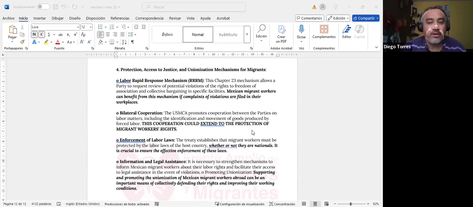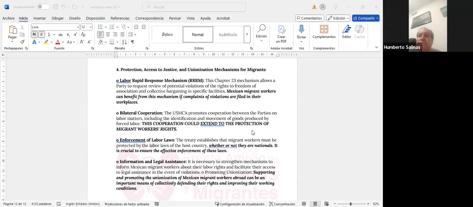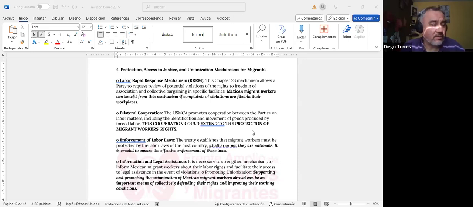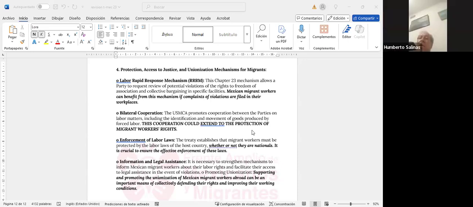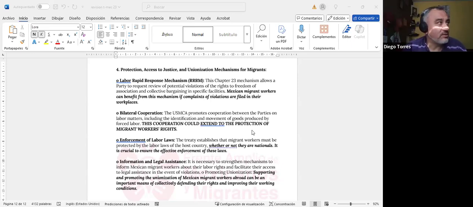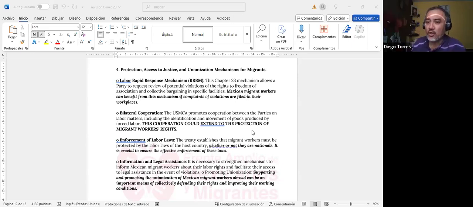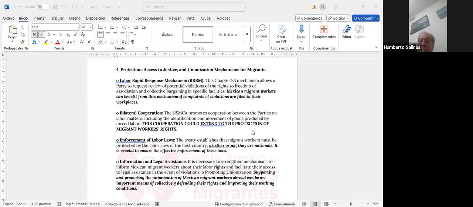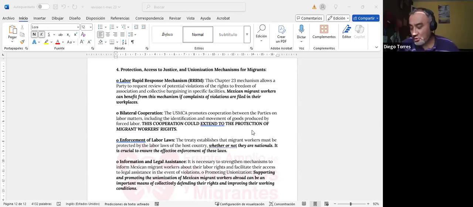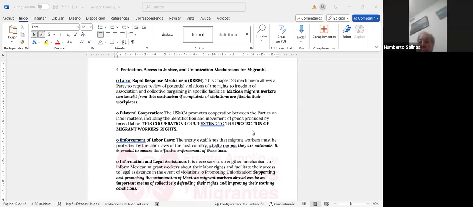The enforcement of labor laws that we've been talking about in the labor rights work group, but I think it needs to be specified in the USMCA. Whether or not they are nationals, it is crucial to ensure the effectiveness and enforcement of these laws. I think in the United States, even if you don't have papers, you have rights. The thing here is education. A lot of people don't know, so that's why they never ask for their rights to be respected. So we need to open a channel for political education as part of that, and we're going to be working on that one as well.